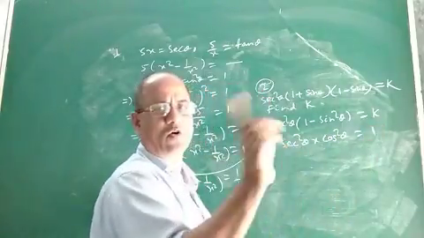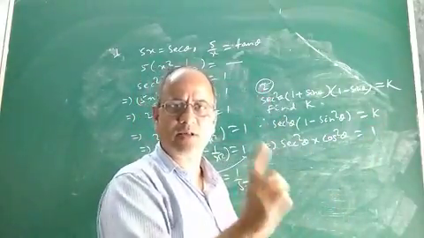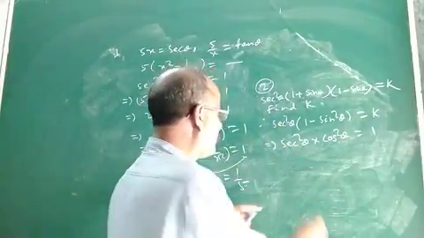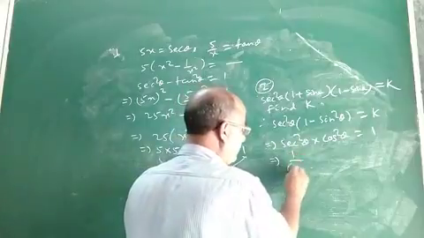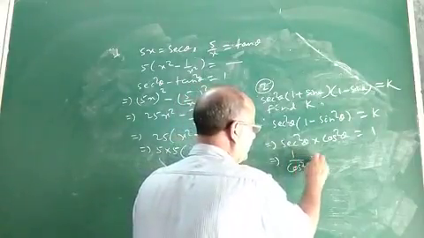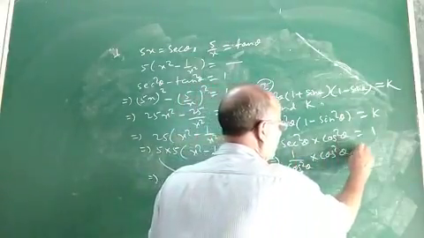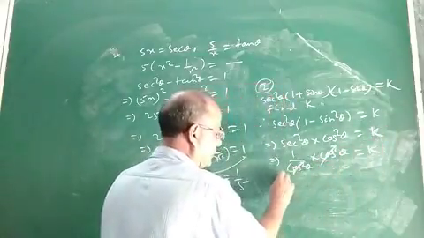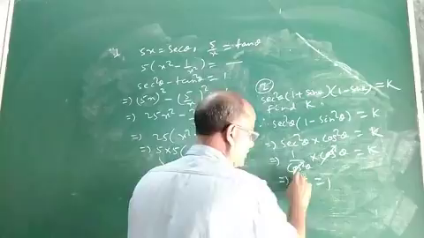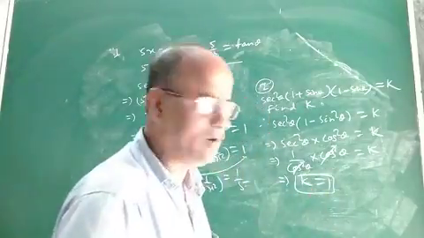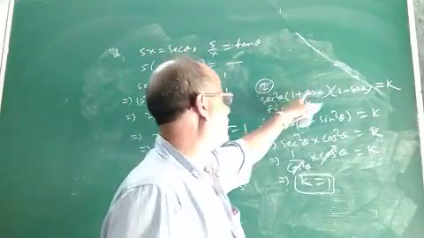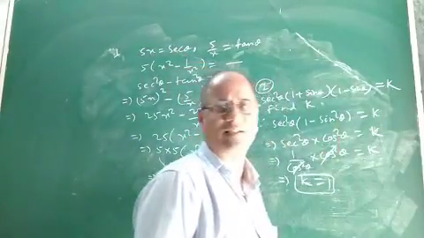But you know sec and cos are reciprocal of each other. Sec theta equal to 1 by cos theta, or cos theta is 1 by sec theta. So sec square theta will be equal to 1 by cos square theta, into cos square theta equal to k. Now cos square theta cancels. So k equal to 1. See, so the value of k will be equal to 1 if sec square theta into 1 plus sin theta into 1 minus sin theta is k.